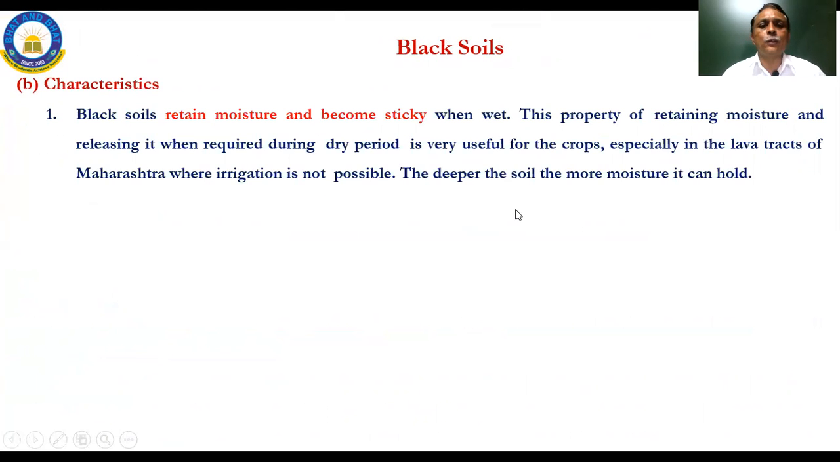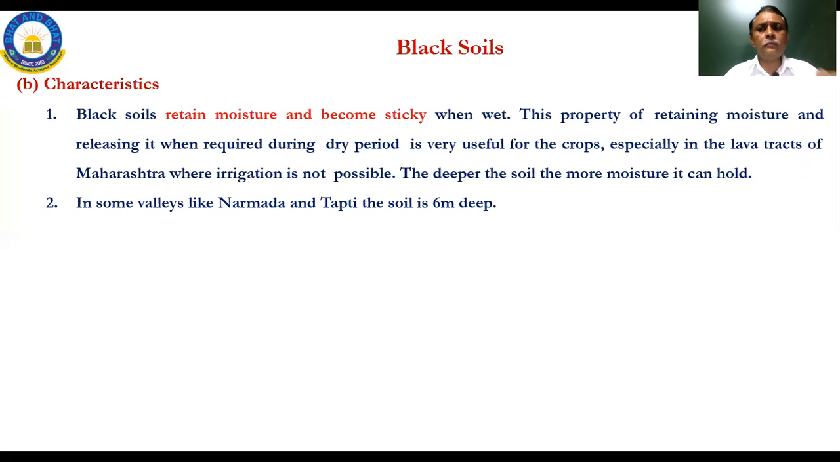Now, the characteristics of the soil: black soils retain moisture and become sticky when wet. This property of retaining moisture and releasing it when required during dry period is very useful for the crops, especially in the lava tracts of Maharashtra where irrigation is not possible. The deeper the soil, the more moisture it can hold. Perhaps that's what makes it more suitable for this cotton crop. In some valleys like Narmada and Tapti, the soil is 6 meters deep.